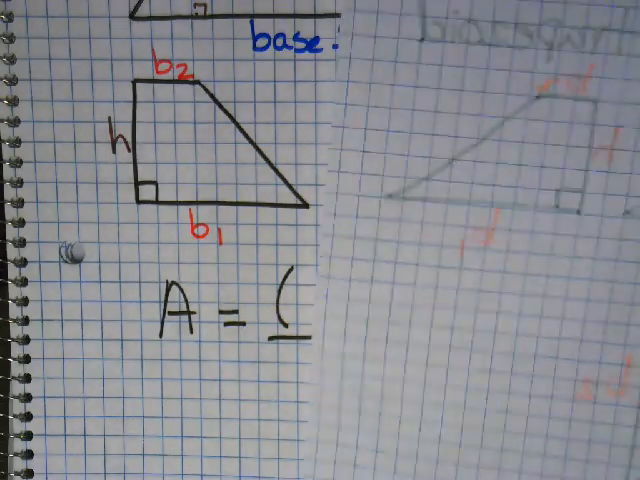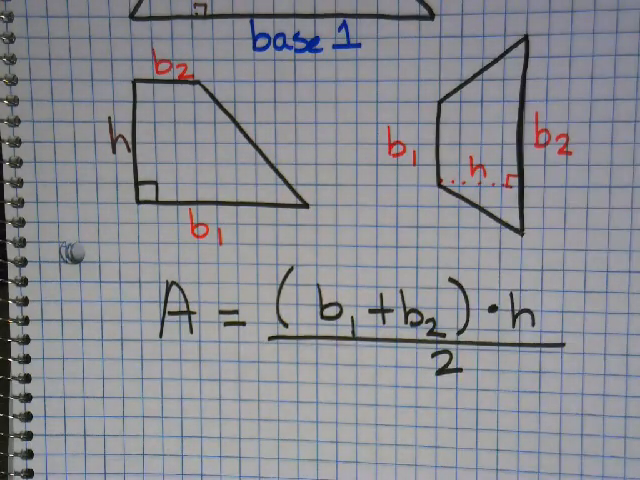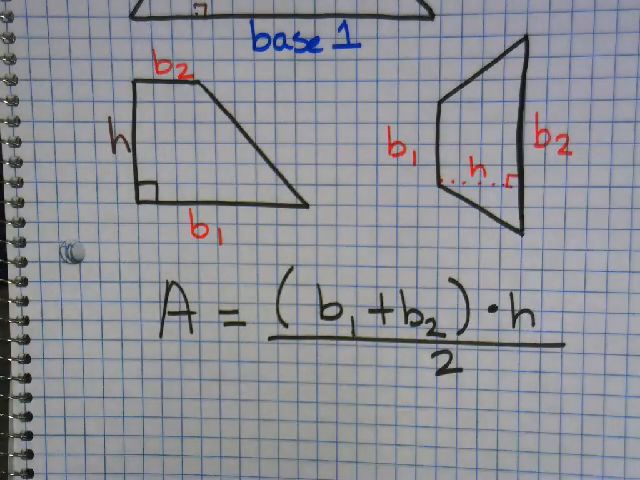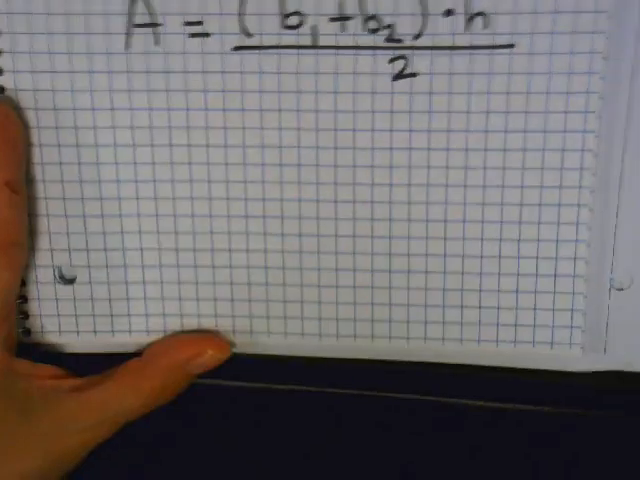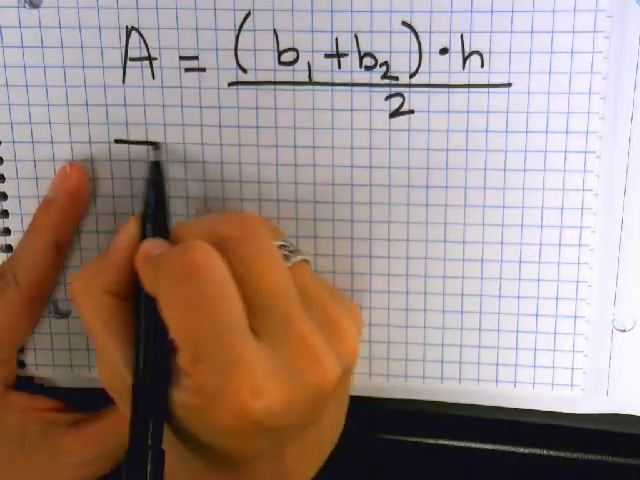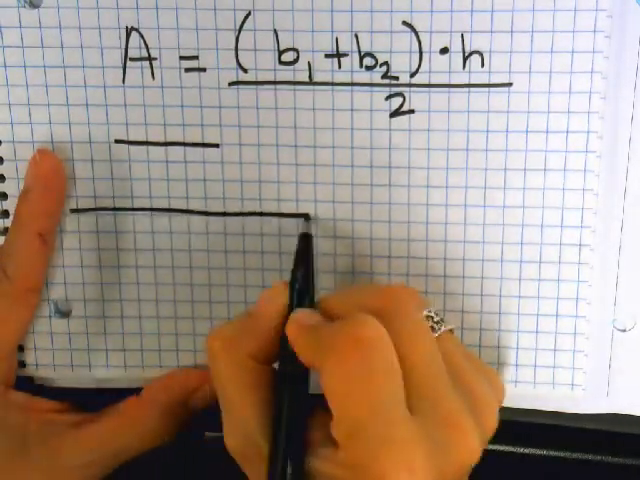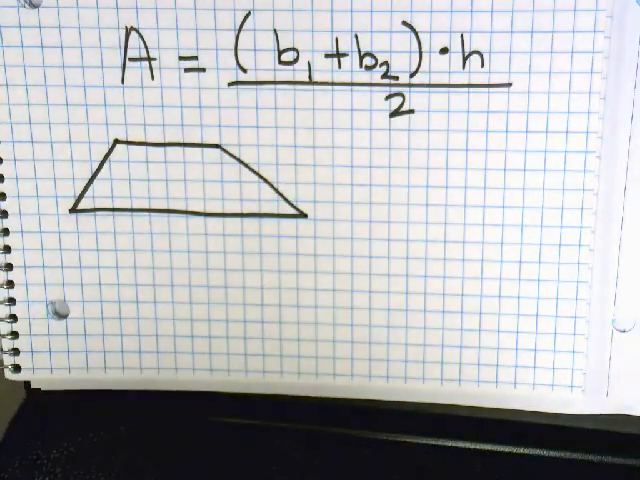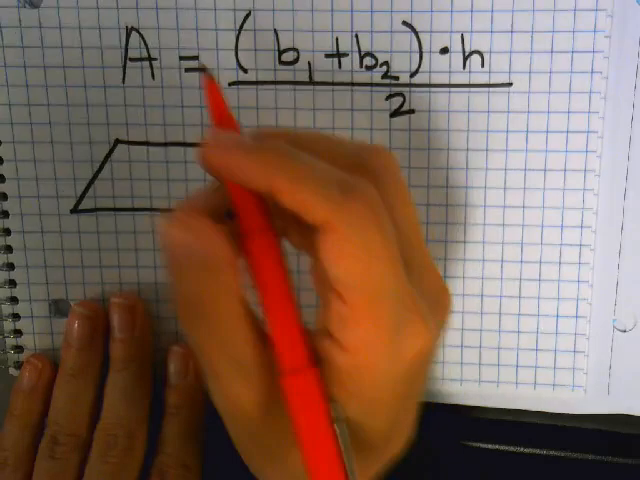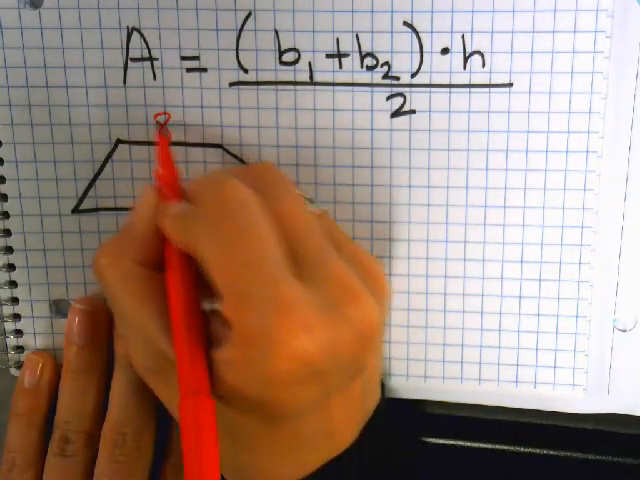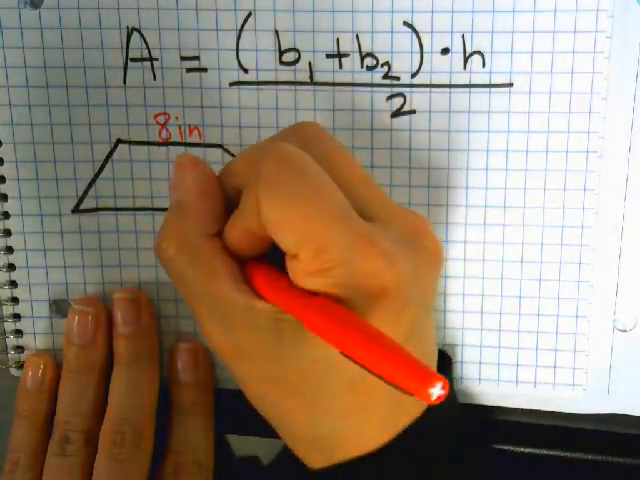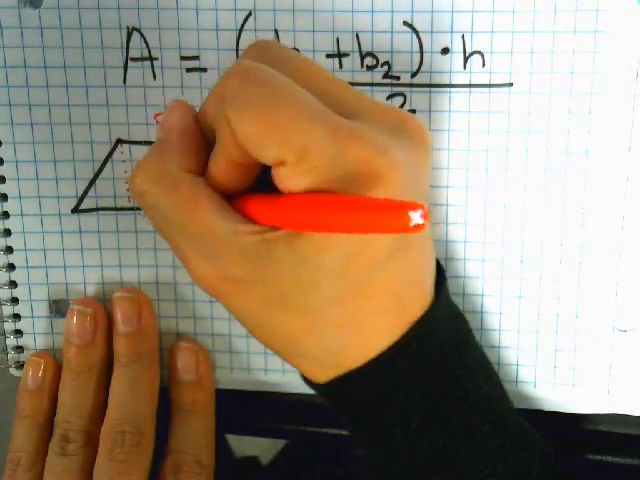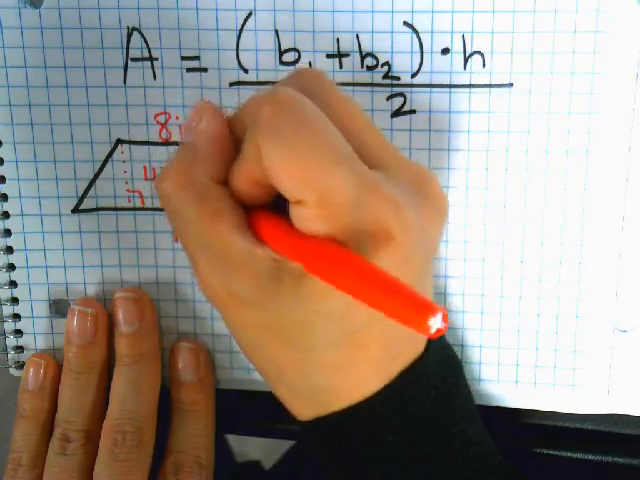So you guys do know trapezoids, some of you. All right. Are we ready for our first problem? Okay. I'm nervous. Okay, here we go. Trapezoid. Here we go. Trapezoids. All right. 8 inches, 12 inches, 4 inches.